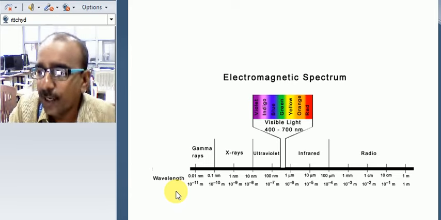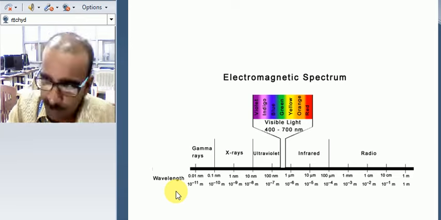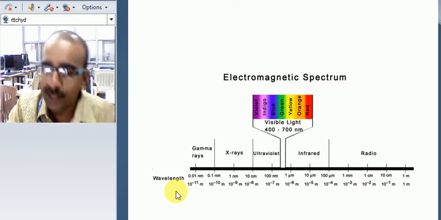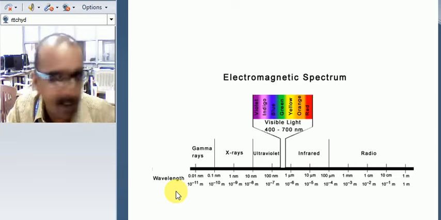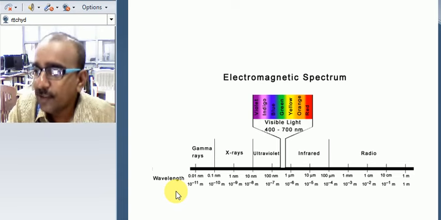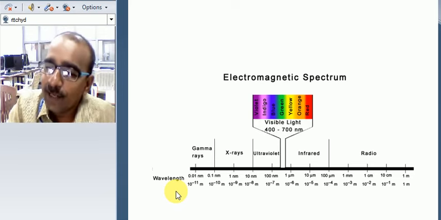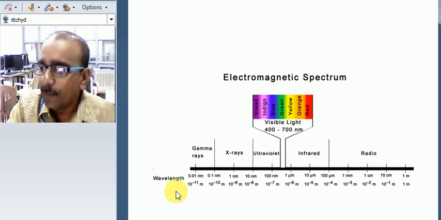As you can see from this slide, the wavelength of the visible light varies from 400 to 700 nanometers. These are all the seven colors which form the spectrum of visible light. We may call it VIBGYOR, the different combination of colors: violet, indigo, blue, green, yellow, orange and red. This is the available visible spectrum.